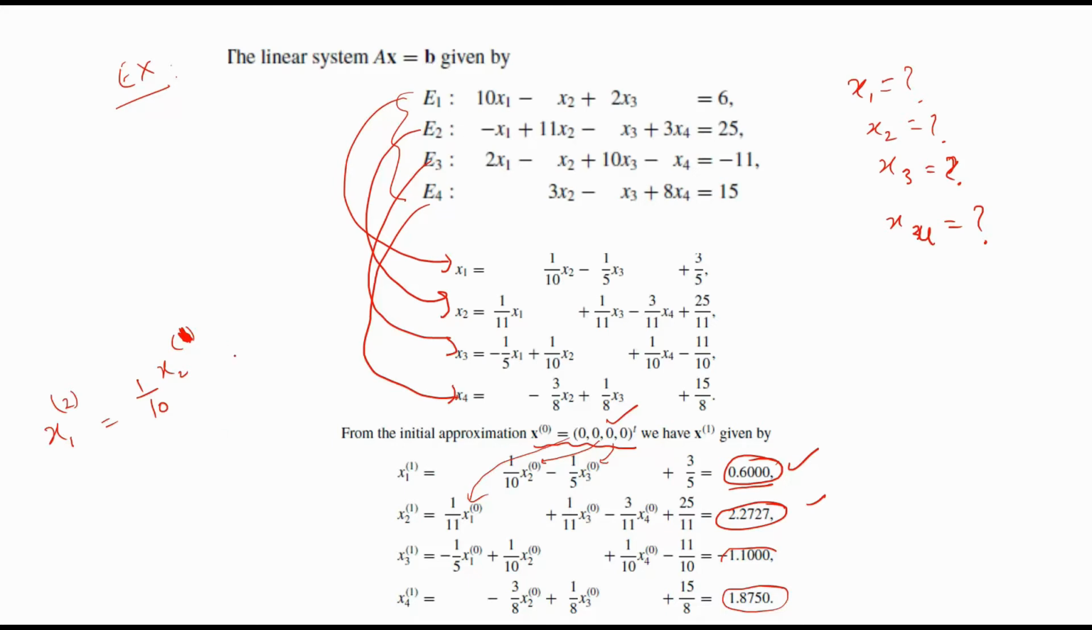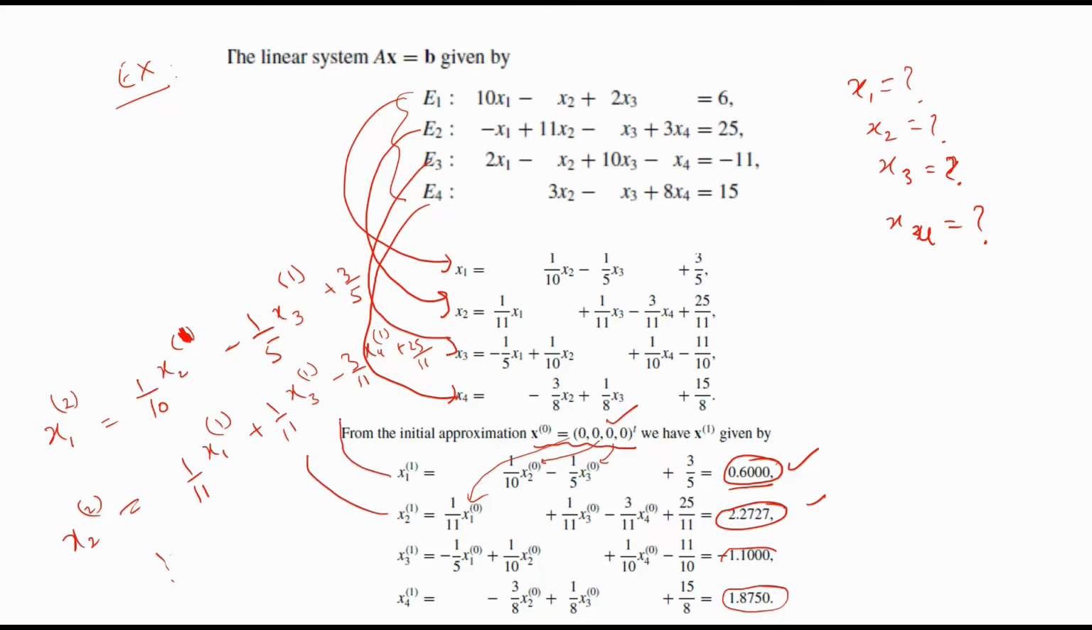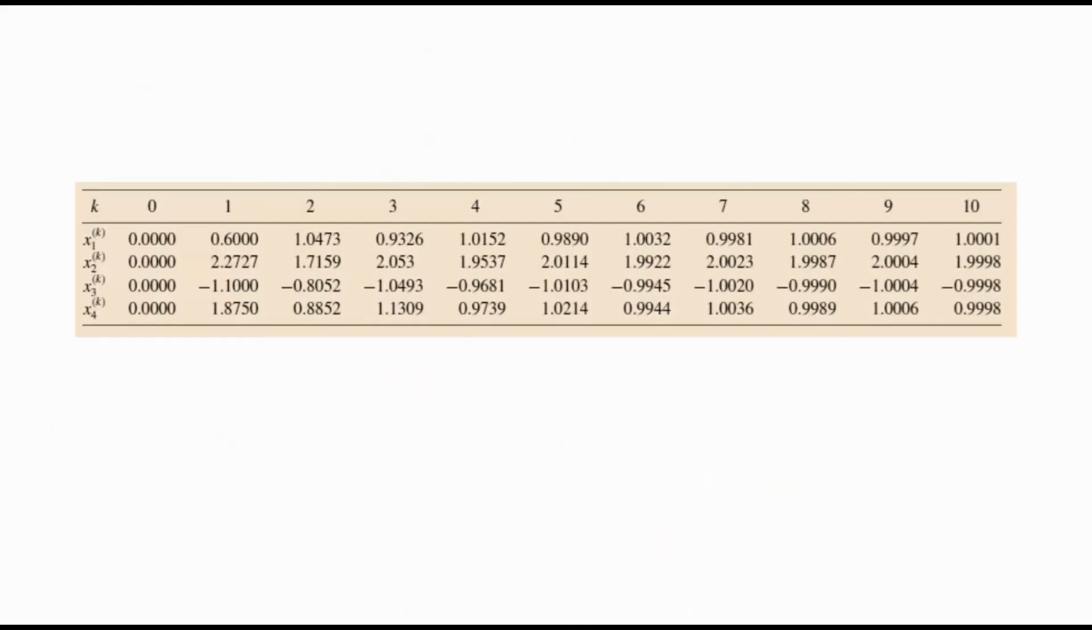So my Jacobi iteration scheme will be this, and x2 2 will be 1 by 11 x1 1 plus 1 by 11 x3 1 minus 3 by 11 x4 1 plus 25 by 11, and so on. You can see that from these equations you will get these. Just in the place of 0 you now use 1, and then you can find all the iterations and get out of the loop when the difference between two iterations is very small.